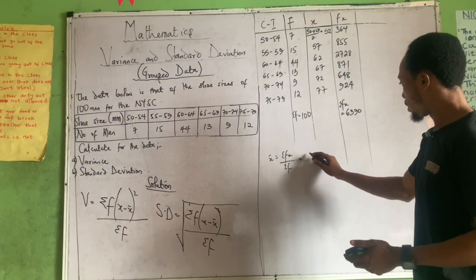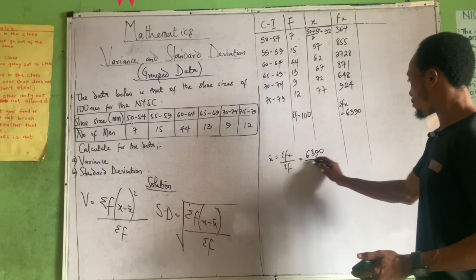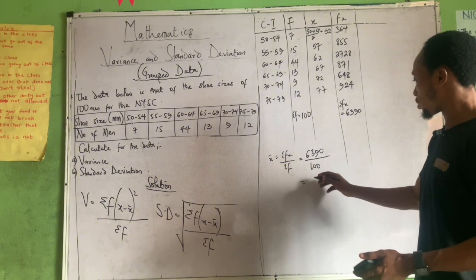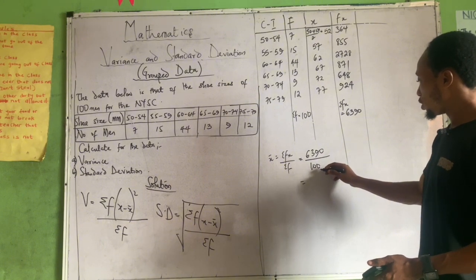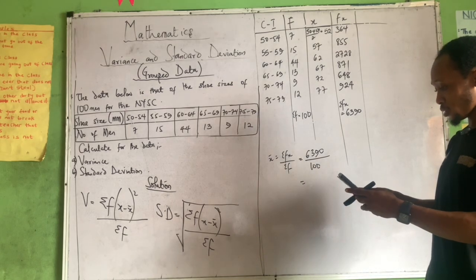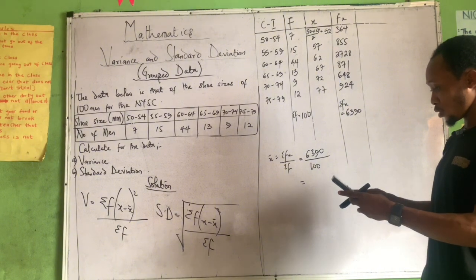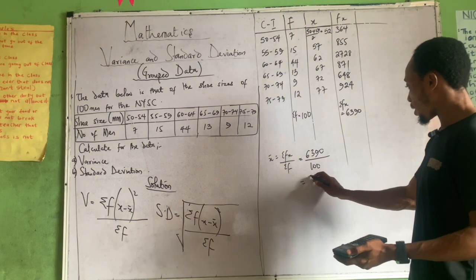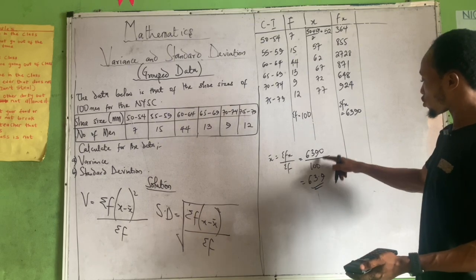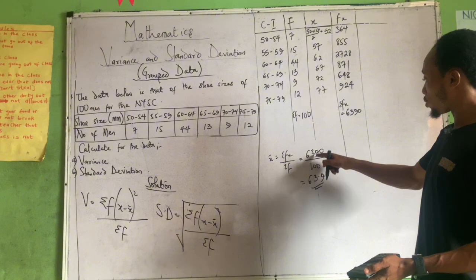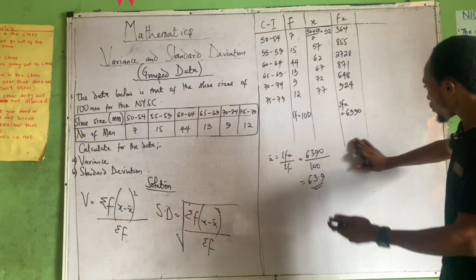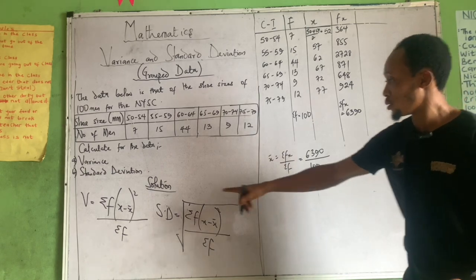We have 6390, that's summation fx. Summation f is 100. So 6390 divided by 100, that'll be 63.9. Now I got the 63.9. So we have gotten our mean, this guy here.